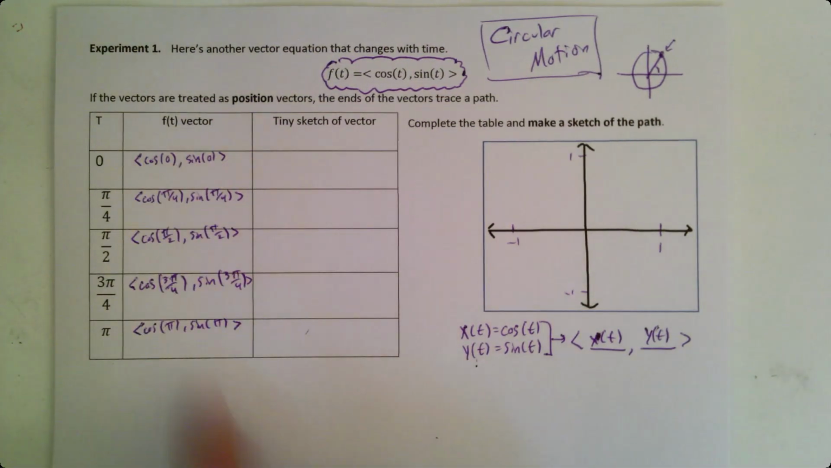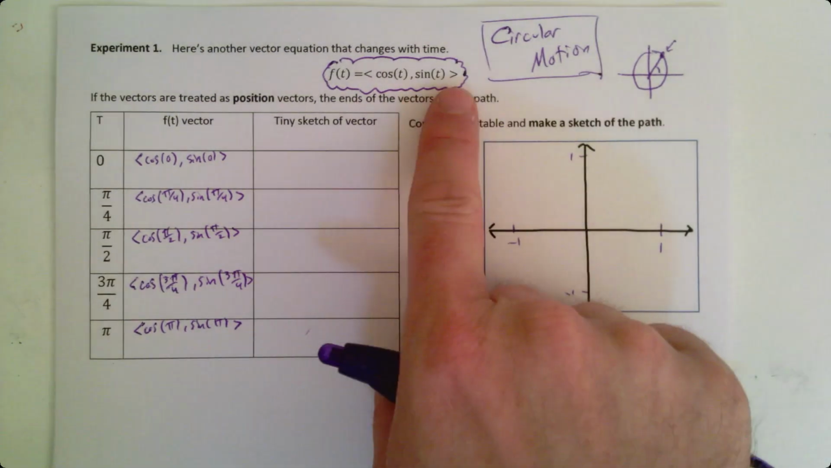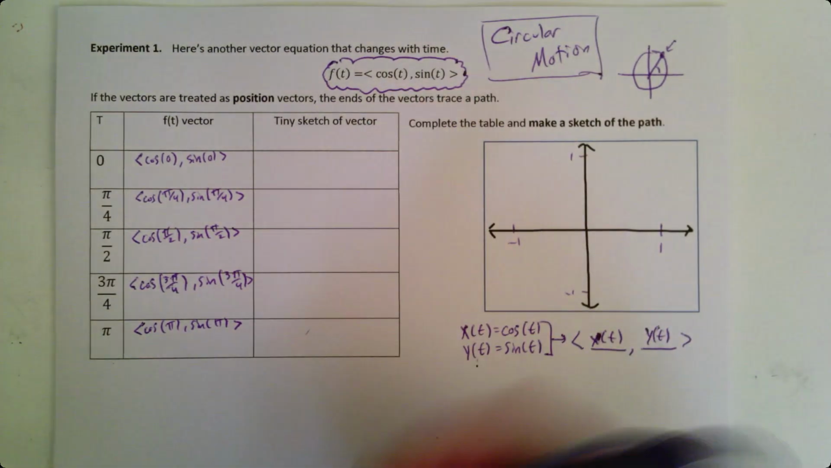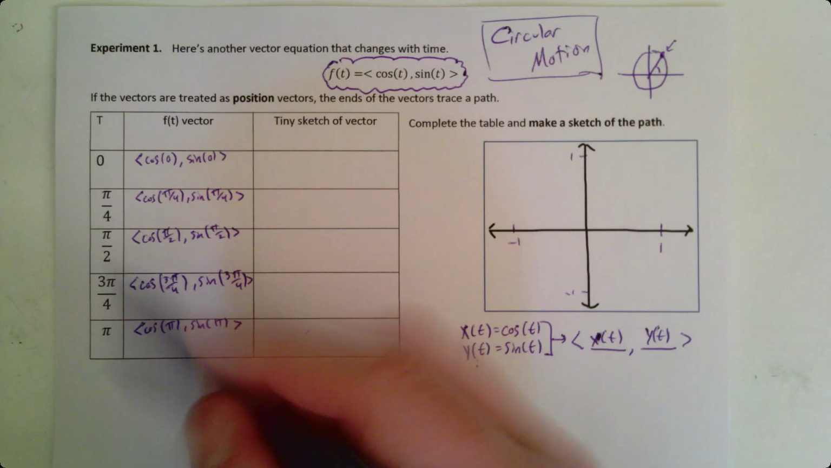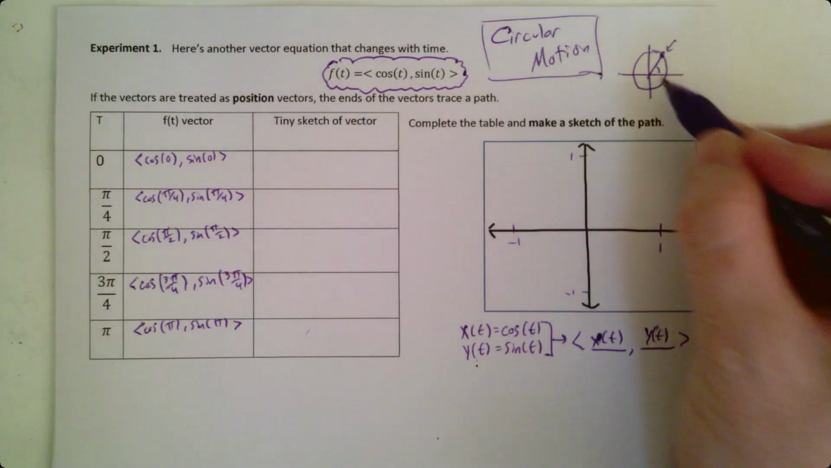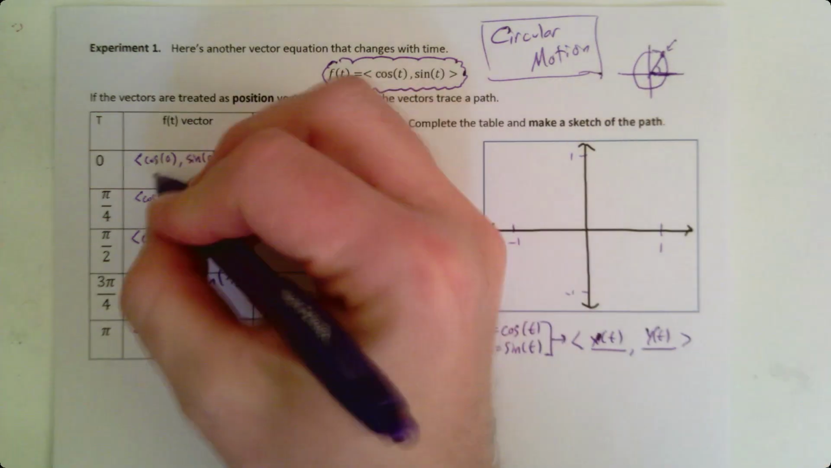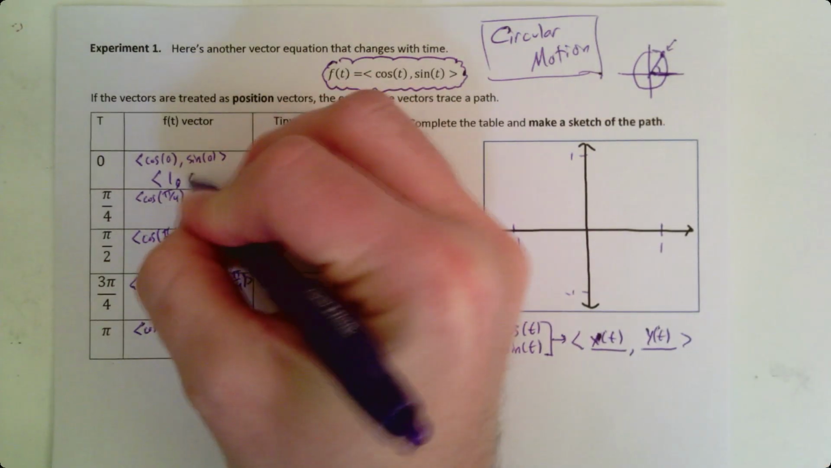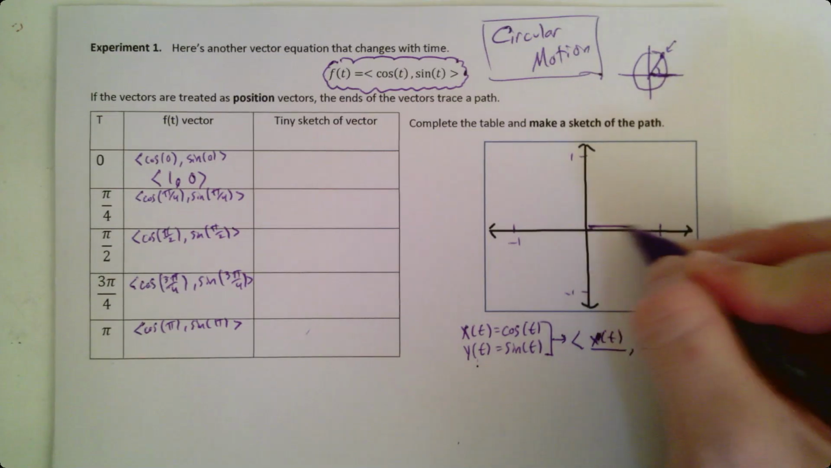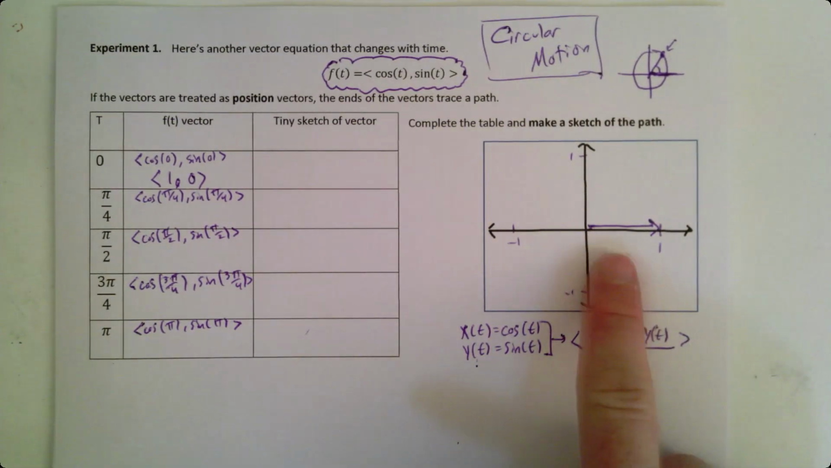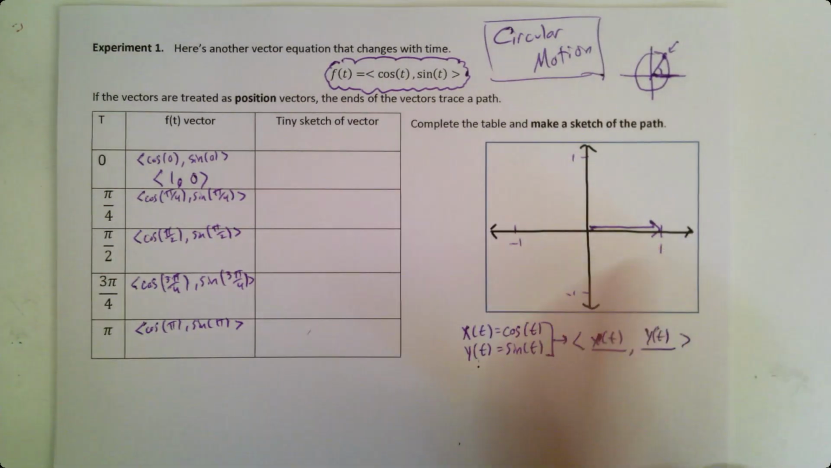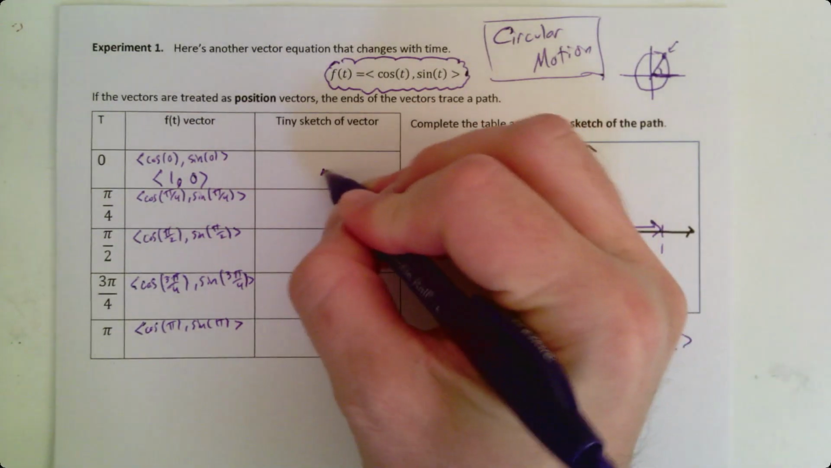So all I've done is plug in the times into the horizontal and vertical components. Let's actually evaluate them though. Angle 0 corresponds to this direction, so cosine would give us 1 and sine would give us 0. So that's the vector 1, 0. And I could sketch that this way. So at time 0, I have that vector. Let's actually sketch it here.